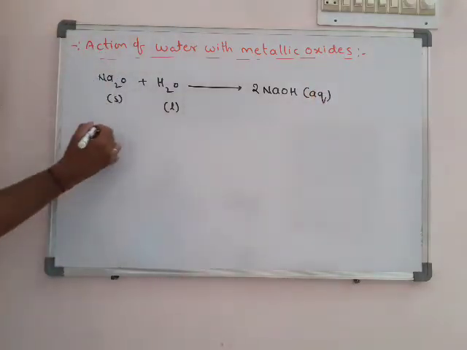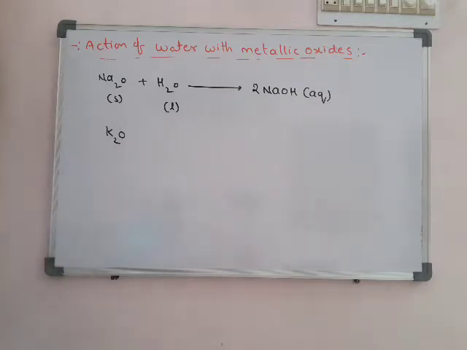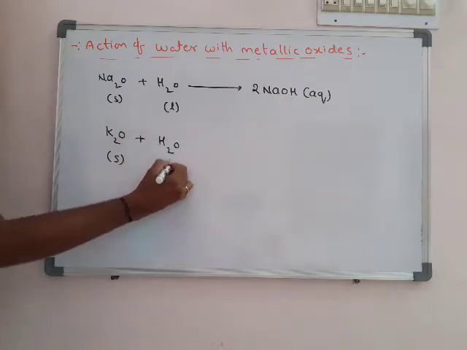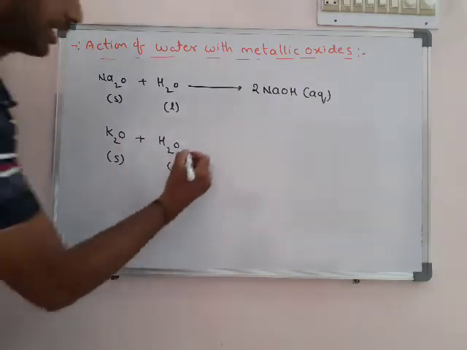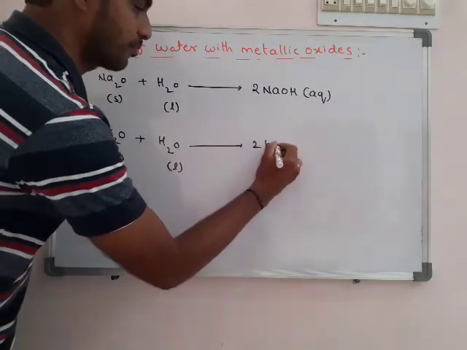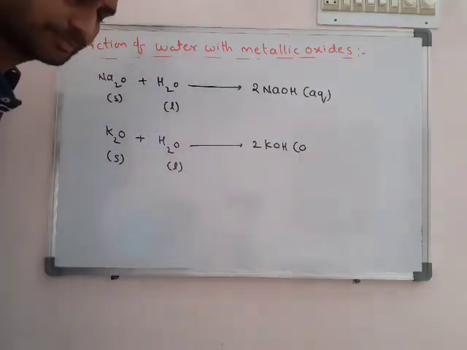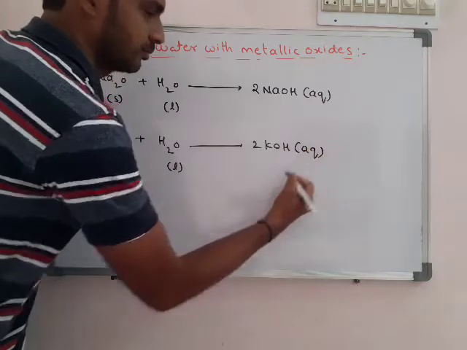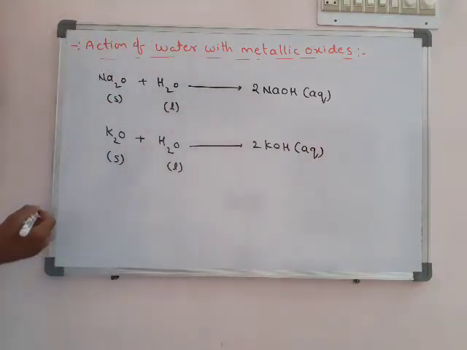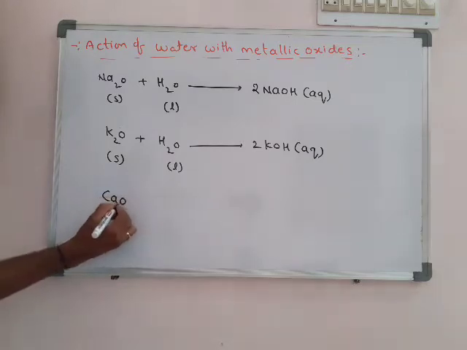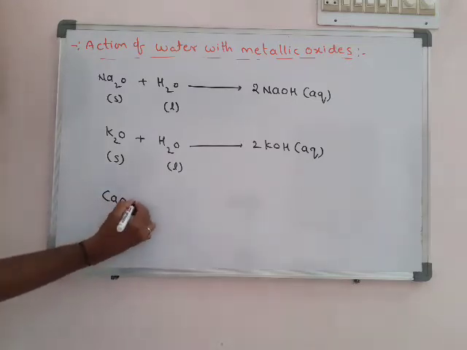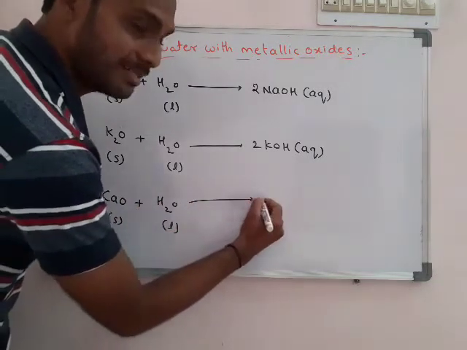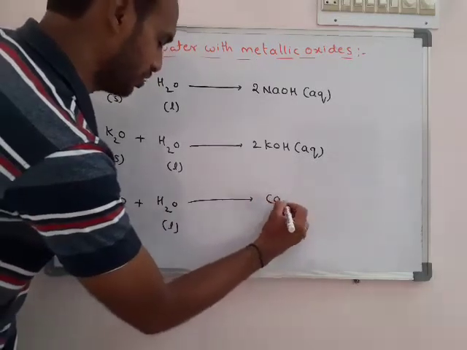Same, we know one more active metal, that is potassium oxide. Potassium oxide, when it reacts with cold water, also forms potassium hydroxide. It's in aqueous medium. Next one more, we know calcium oxide. Calcium oxide is also active, so it reacts with cold water to form its hydroxide. So there is calcium hydroxide.